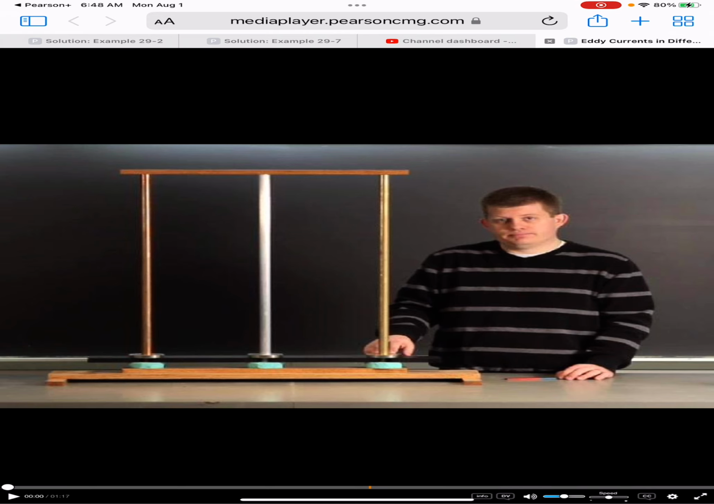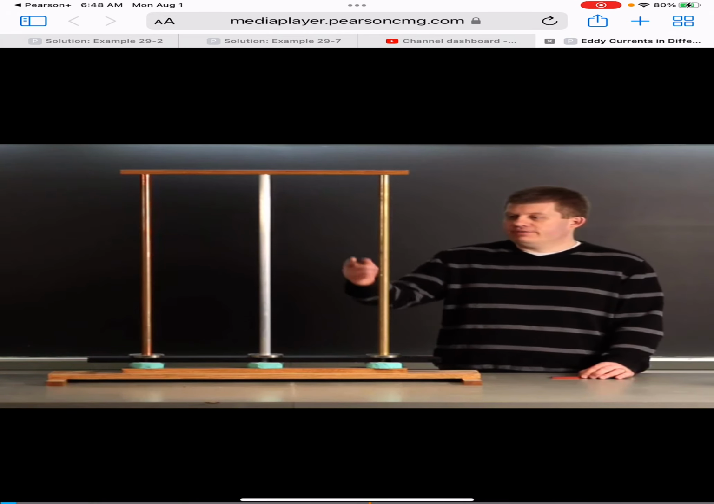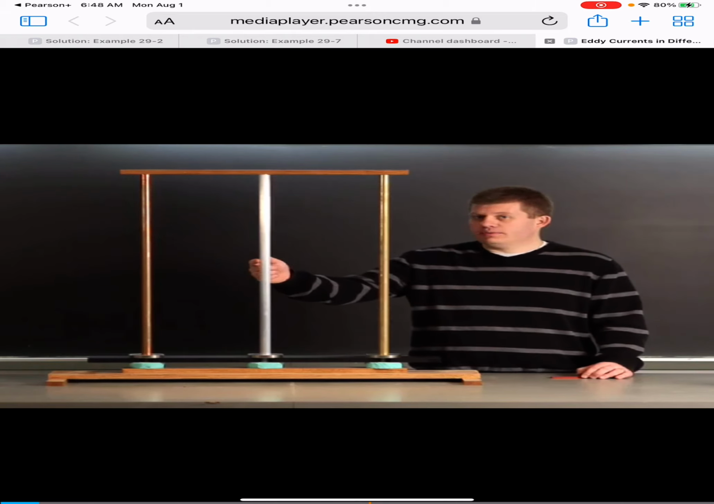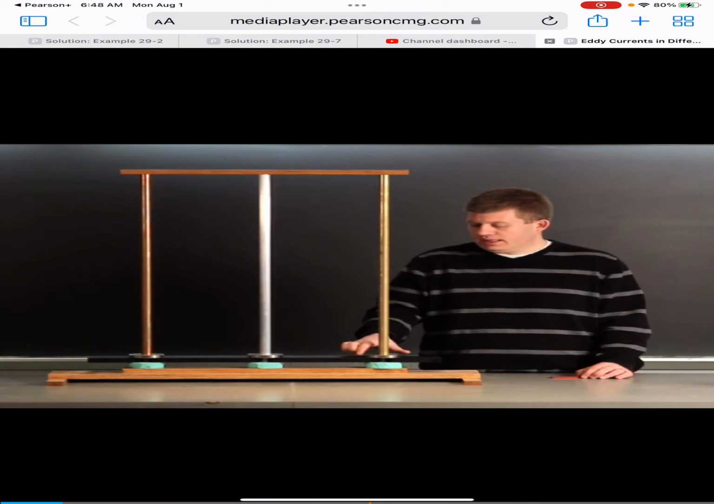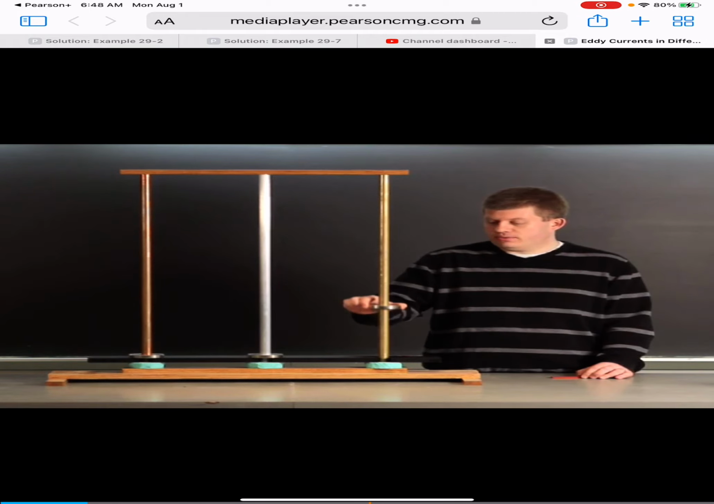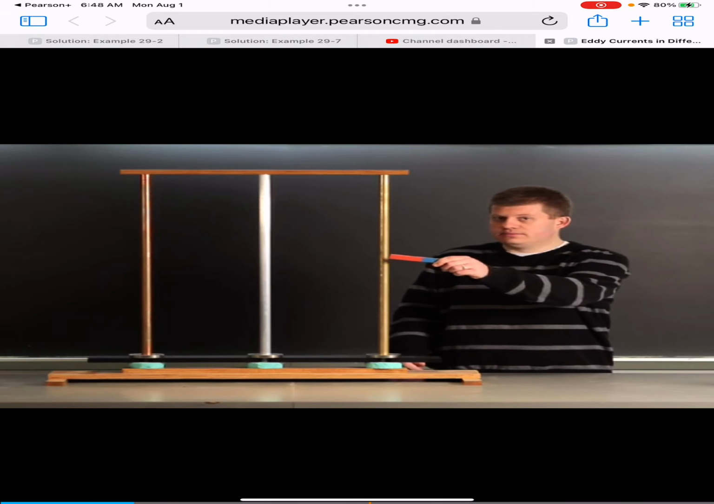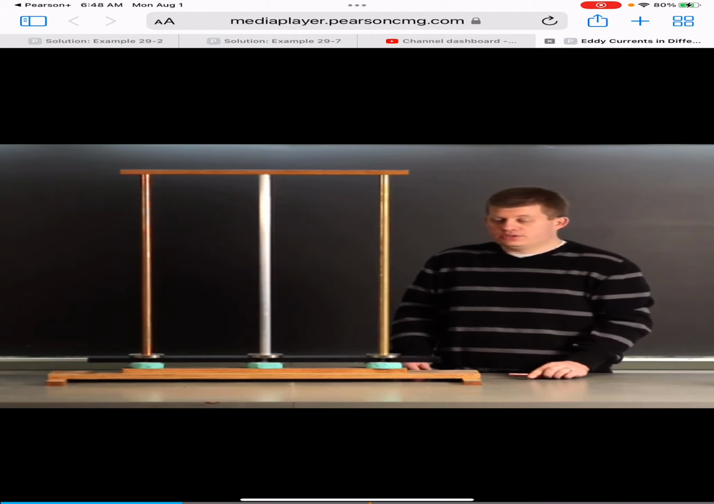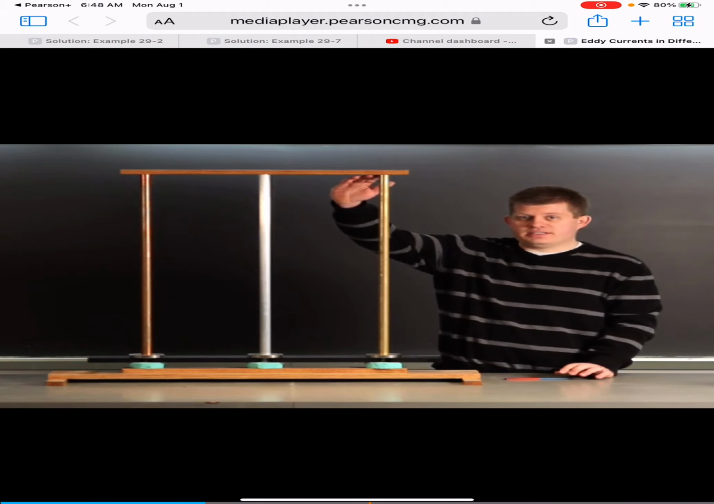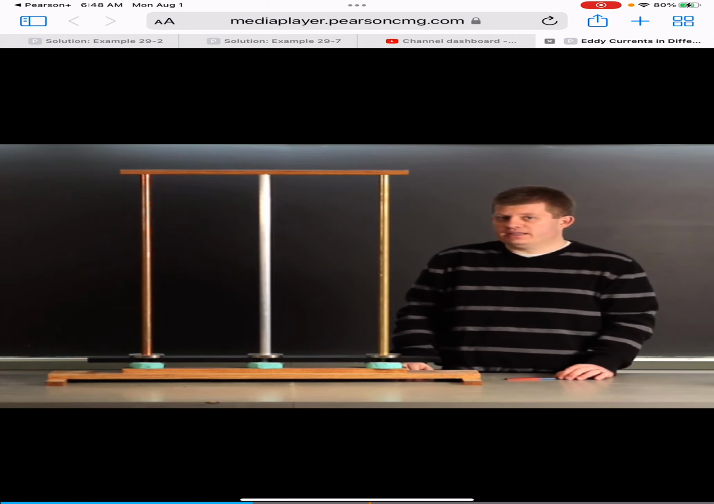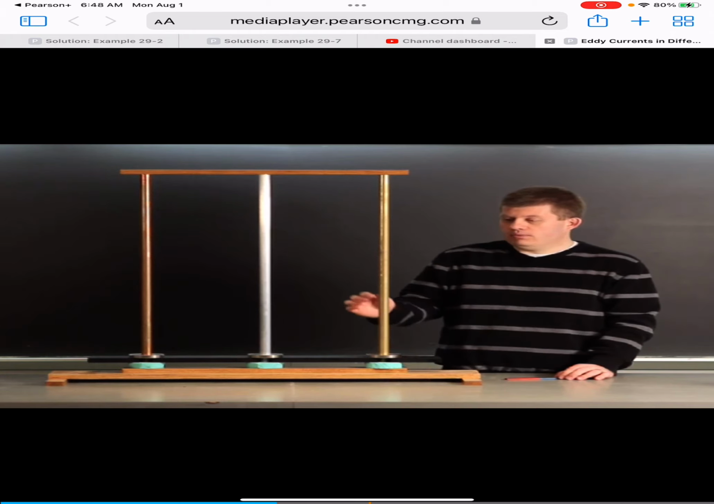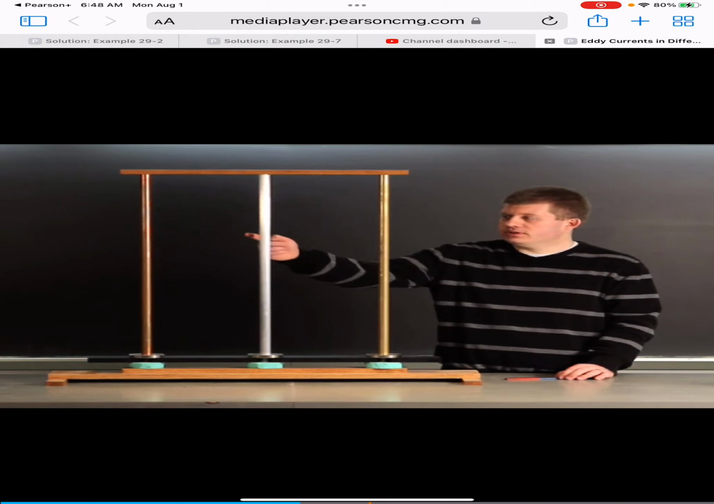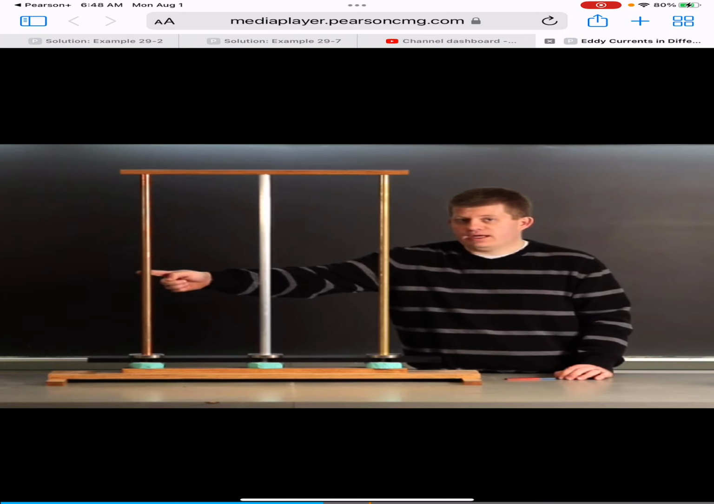In this demonstration, I have 3 metal rods: a brass rod, an aluminum rod, and a copper rod. I also have 3 strong ring magnets, which can move freely along the rods. Now, each rod is not magnetic in any way. So what I'm going to do is bring all 3 magnets up to the top and let them go at the same time. The question is, which magnet will reach the bottom first? Will the magnet on the brass rod reach the bottom first, the aluminum rod, the copper rod, or will they all reach the bottom at the same time?